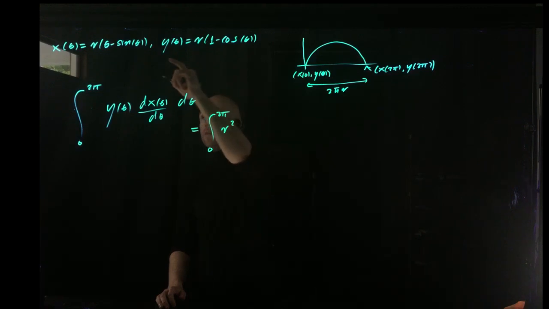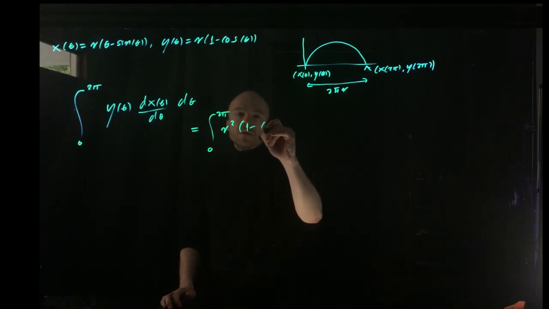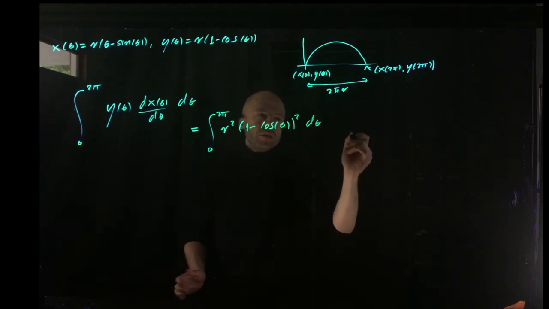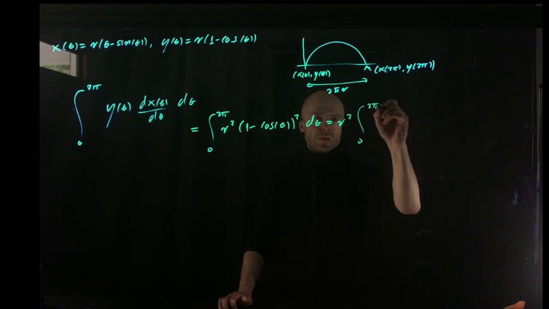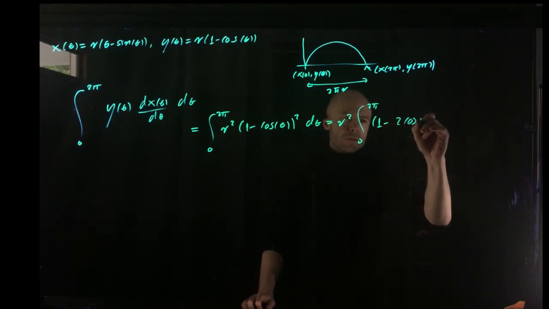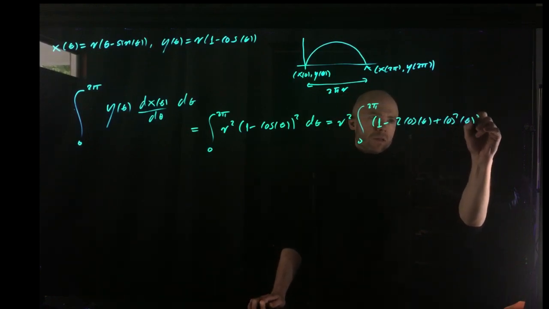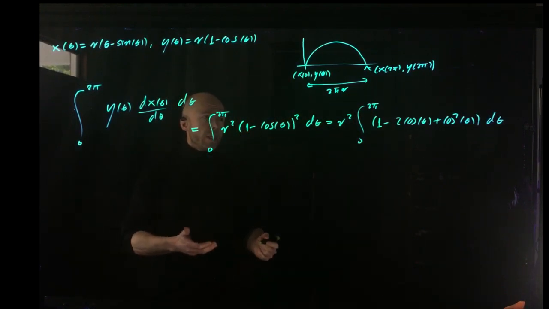And if we differentiate this, we are going to get 1 minus cosine theta. So it's like 1 minus cosine theta, everything squared, d theta. Let's expand it. Let's take out this r squared: 1 minus 2 cosine theta plus cosine squared theta, d theta. Now we're happy because this is a standard integral, right?